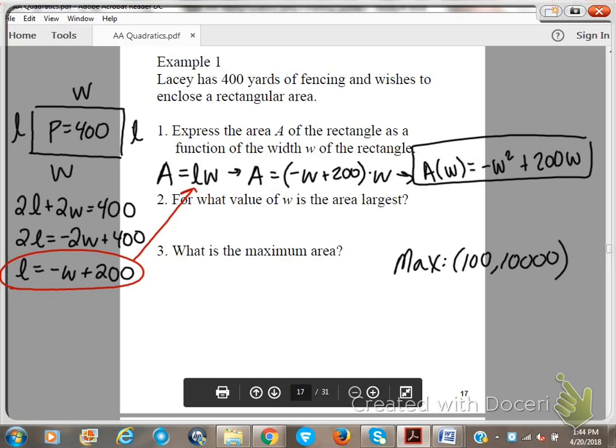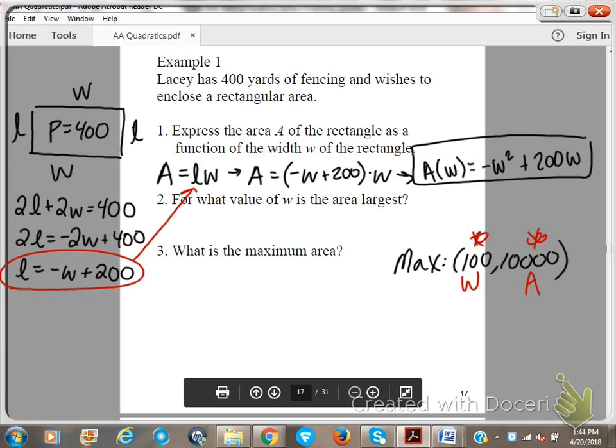Normally in an ordered pair, it's x comma y. Are we using either of those variables in this example? No, okay. What is in the x spot in our equation up here? What's in the x spot? W, okay. And what's in the y spot? A. Okay. So on this part 2, for our first example, for what value of W is the area largest? Well, what W value is that?